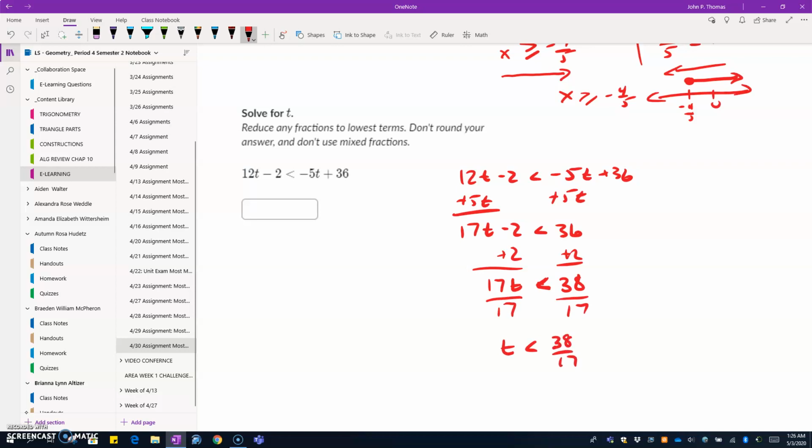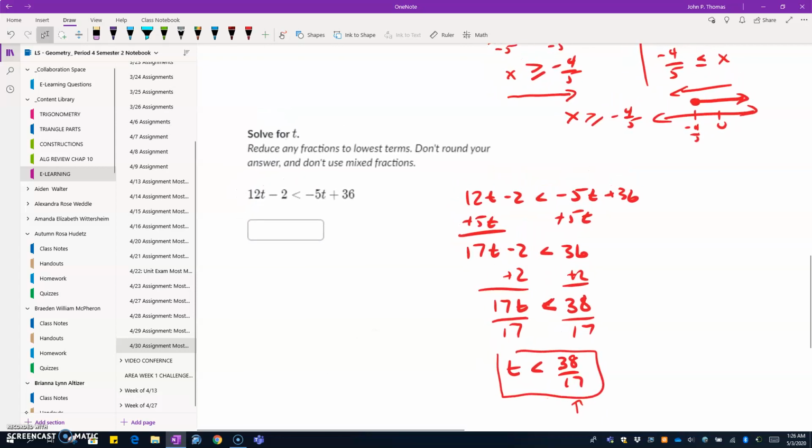Now, looking at this one in terms of options, there's really not much I can reduce. 38 is divisible by 2 and 19. Neither of those numbers go into 17, so we can't reduce this anymore. So this would be our final answer. You're going to have to be careful and make sure you use the drop-down menu to get the fraction when you try to enter this in Khan Academy, because it did specifically ask you for a reduced fraction. So t is less than 38/17.